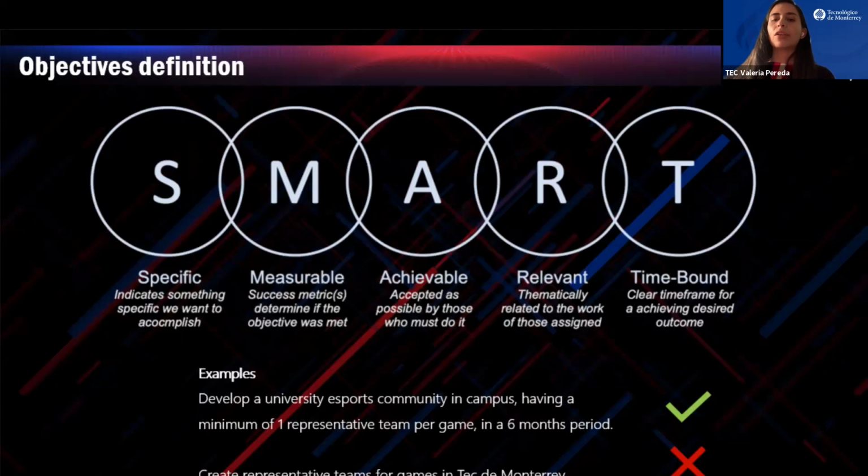And here we have some examples of what would be a well-defined objective and a not so well-defined one. So the first one is: develop a university esports community on campus, having a minimum of 1 representative team per game in a 6-month period. It's specific, measurable, it's achievable also, it's relevant, and it has a specific time frame. Now let's take a look at the second one: create representative teams for games in Tec de Monterrey. You don't even say which games. It doesn't have a time frame. Maybe it's not completely achievable. It's not measurable. So if you take into account all these 5 factors, I'm sure that all of you will be able to develop really, really great goals that you will achieve in your defined time frame.